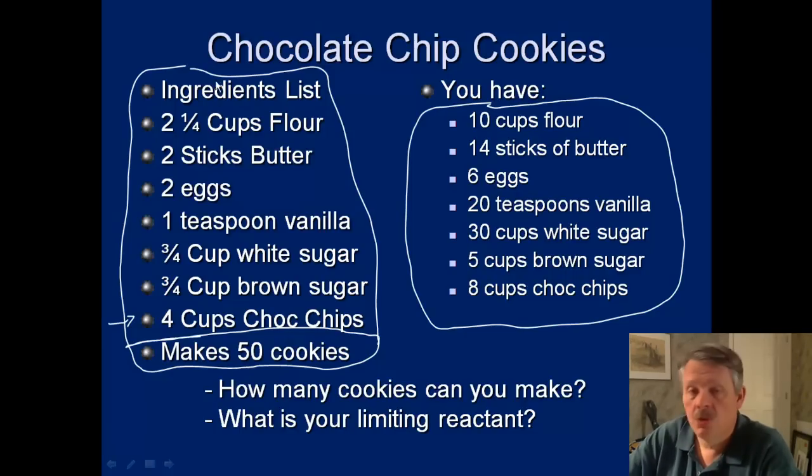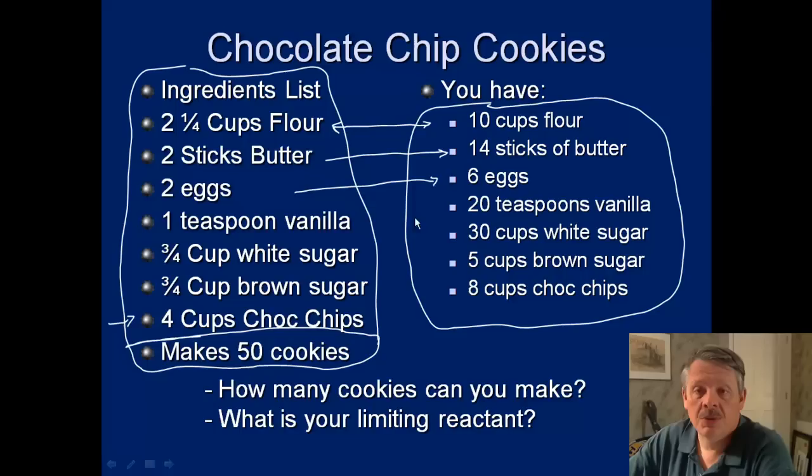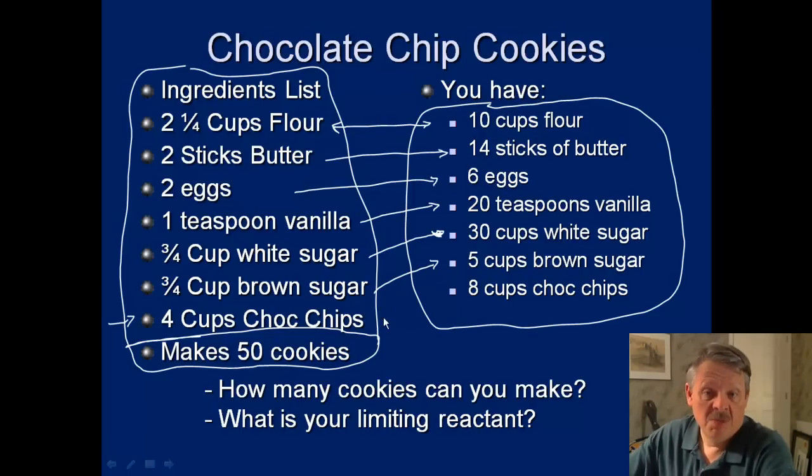Welcome back. You realize that as you look, for example, at 2 1/4 cups of flour, since you have 10 cups of flour, you could make somewhere between 4 and 5 batches of cookies. So somewhere between 200 and 250 cookies. And here with 14 sticks of butter, you could make 350 cookies. And here with 6 eggs, you could make 150 cookies. And here with 20 teaspoons of vanilla, you could make maybe 1,000 cookies. That sounds pretty good to me. And here with 30 cups of white sugar, you could make more than 1,500 cookies. And 5 cups of brown sugar, you could make, I don't know, maybe 300 cookies, ballpark.